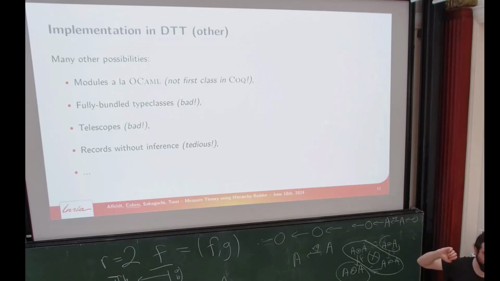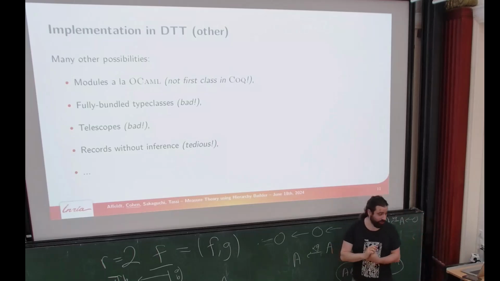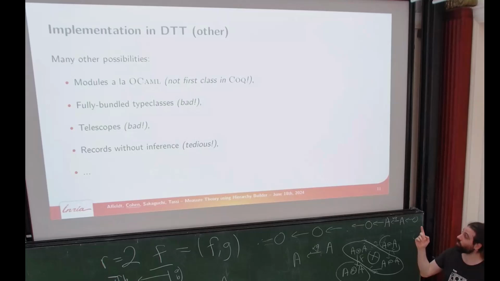You could use first class modules as they are in Coq, but they are not first class in Coq actually. They are first class in OCaml, but not in Coq, and it means you cannot quantify on a module without making a module, which is actually a very hard constraint to phrase results. So I claim this is not a good idea. You have fully bundled type classes, which you can find in a few Coq developments, but which are inherently bad because fully bundled means you have no parameters left, and parameters is what guides the inference. So you have nothing to guide the inference anymore.